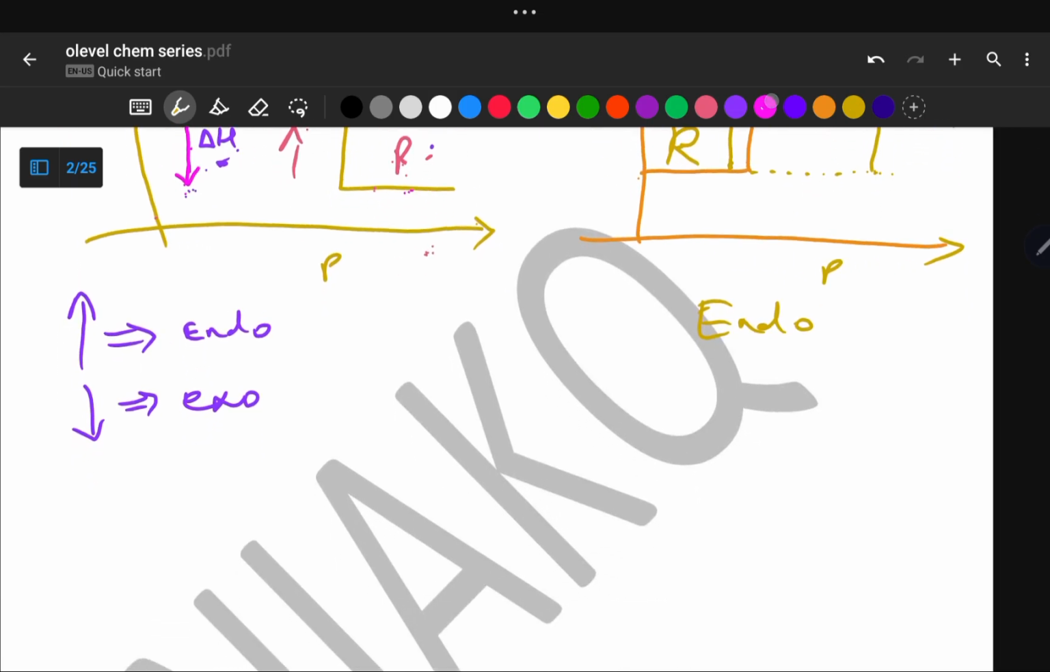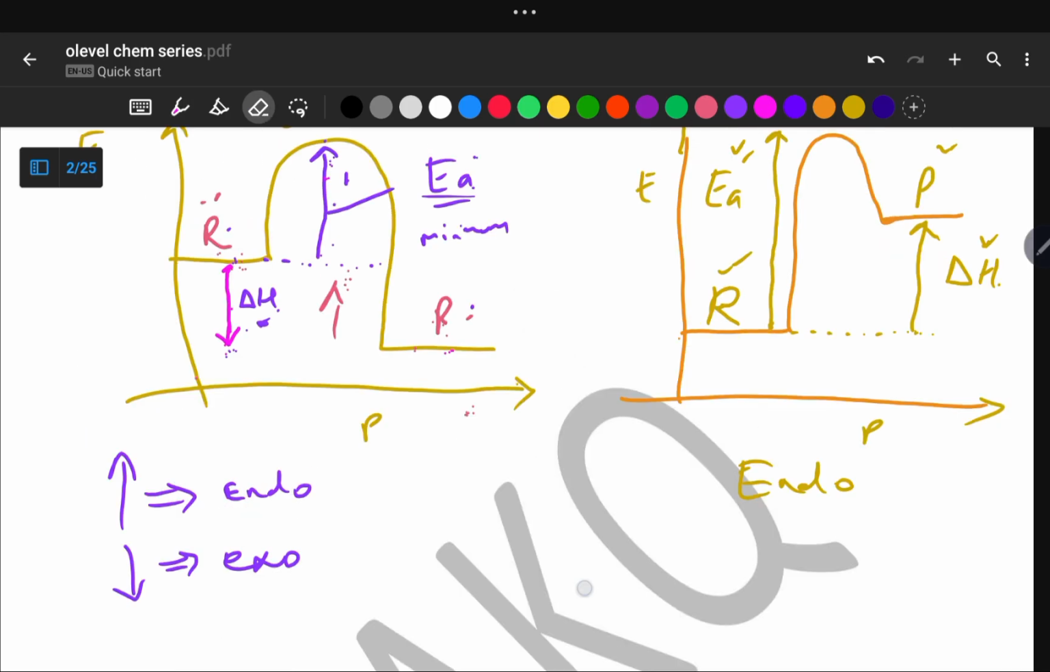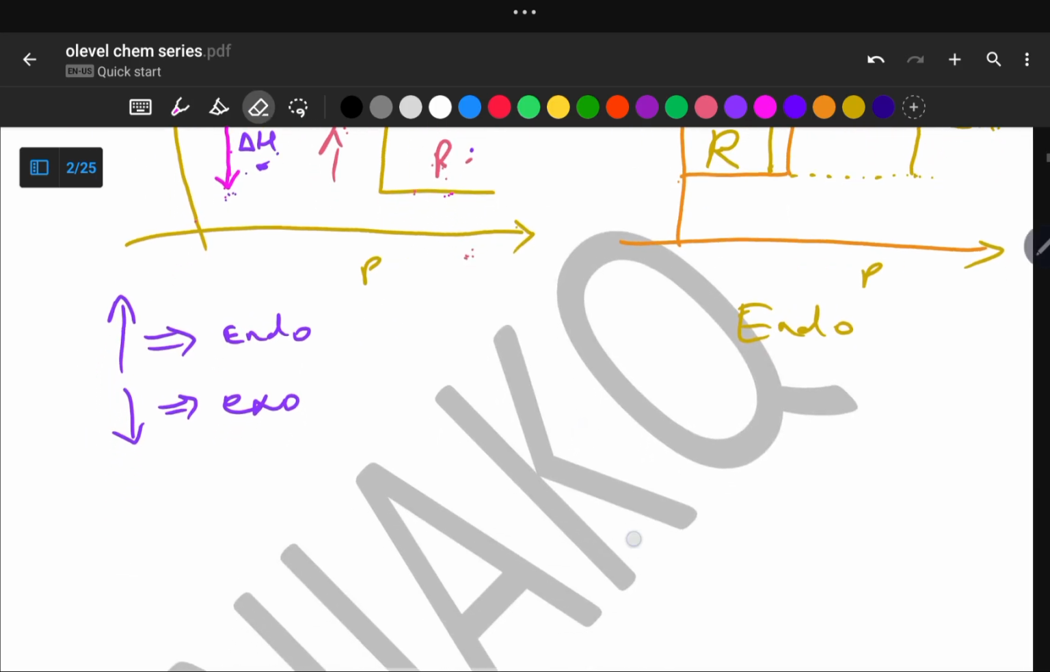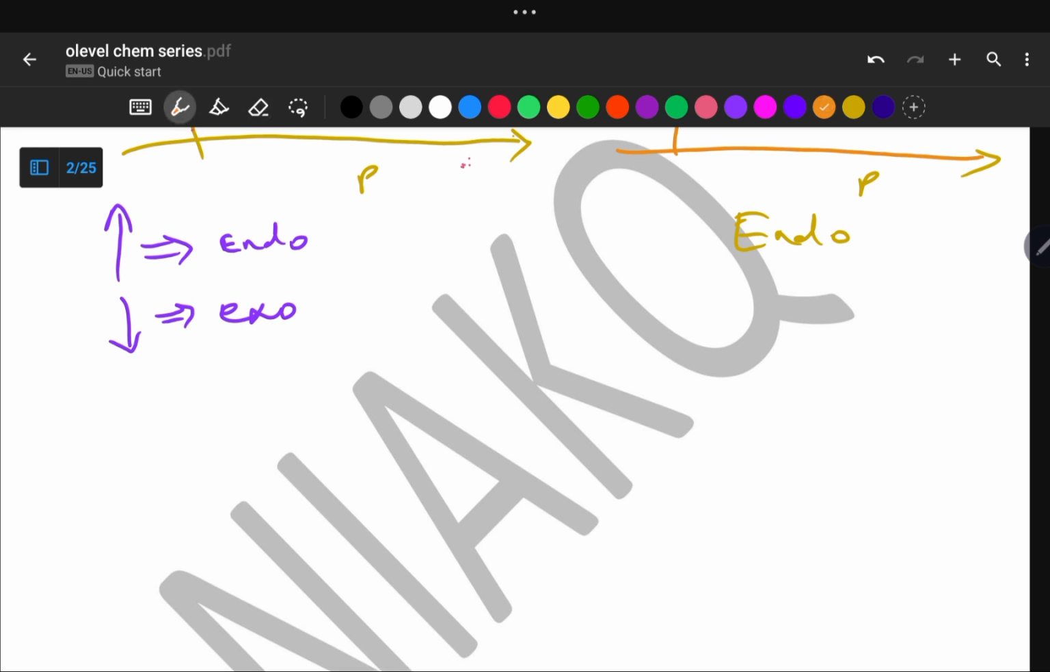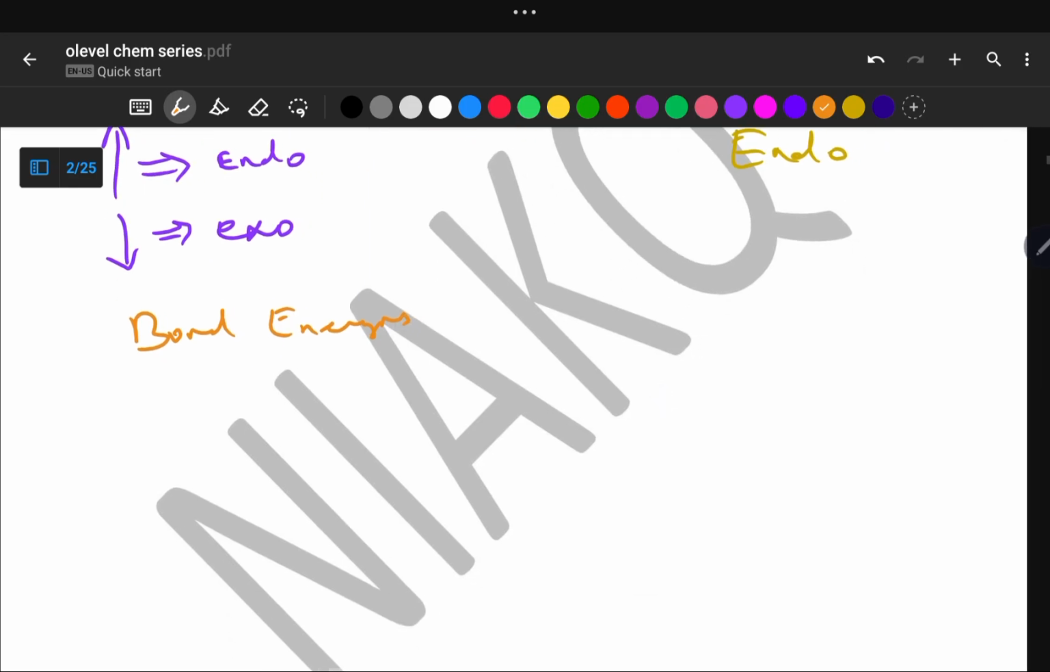We have what are called the bond energies. So we have another concept which we need to dissect, which is called bond energies, right? So bond energy is defined as the energy required to break one mole of a covalent bond in gaseous phase.